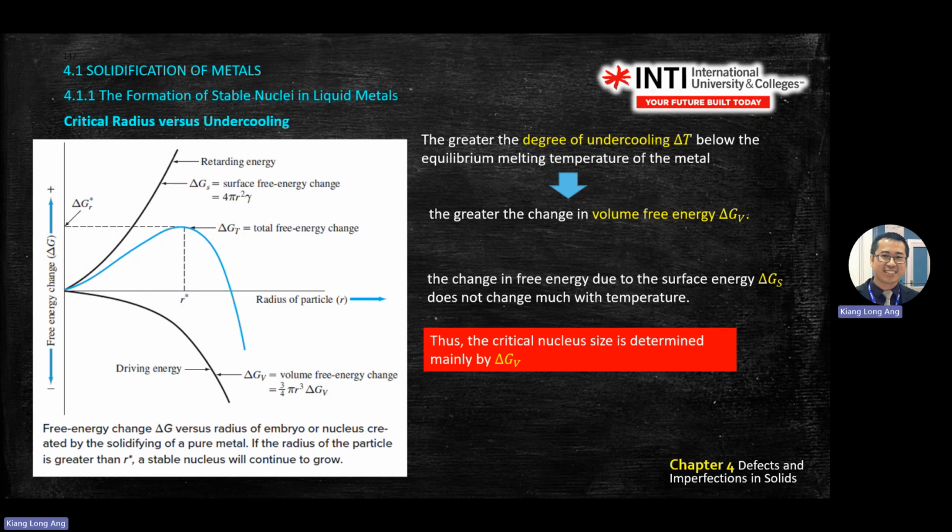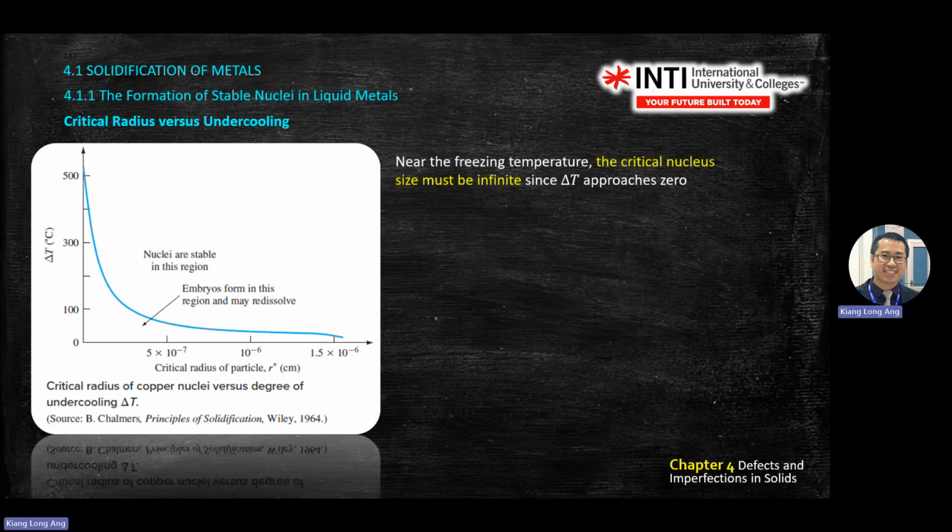If you see the critical radius formula, it is mainly determined by delta GV. So if you change the denominator, you will change the value significantly. Okay. So we change to another graph. This graph is critical radius versus temperature, the degree of undercooling.